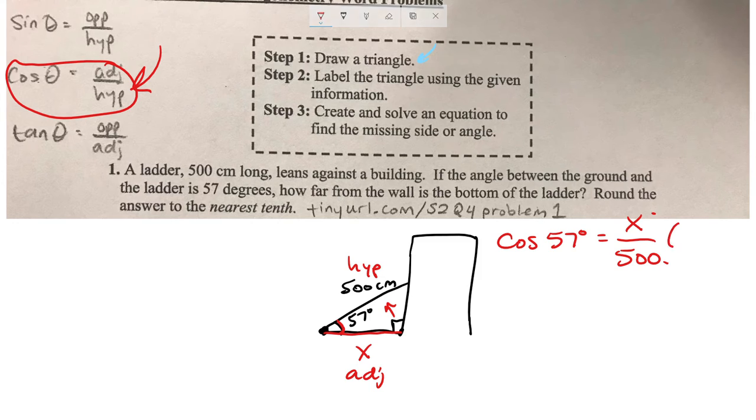Well, this one's easy because in order to get x by itself, I just need to multiply by 500 on both sides, because x is being divided by 500. So they cancel out here. This is what we wanted, x by itself. And then 500 times the cosine of 57 goes into the calculator.